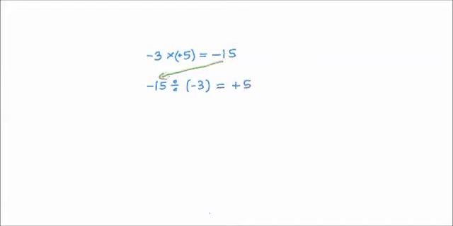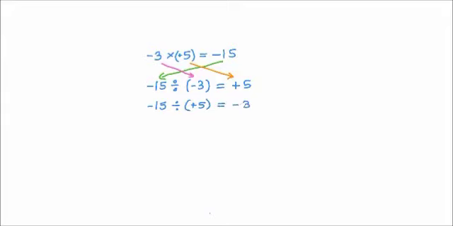So if I divide the answer of the multiplication, -15, by any of the multipliers, here I have used -3, one multiplier, then I will get the second multiplier as the answer. So the second division statement is -15 divided by +5 is equal to -3.